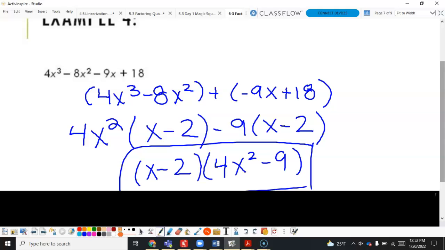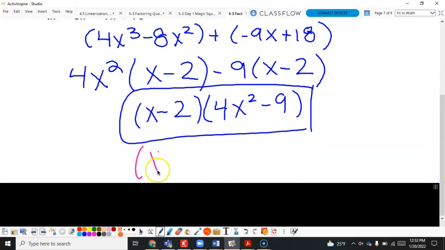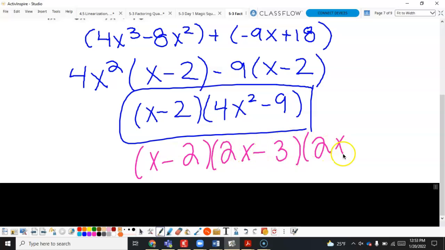Now this is where you are not done. 4x squared minus 9 is a difference of squares, which means we need to factor this one step further into x minus 2, 2x minus 3, 2x plus 3.